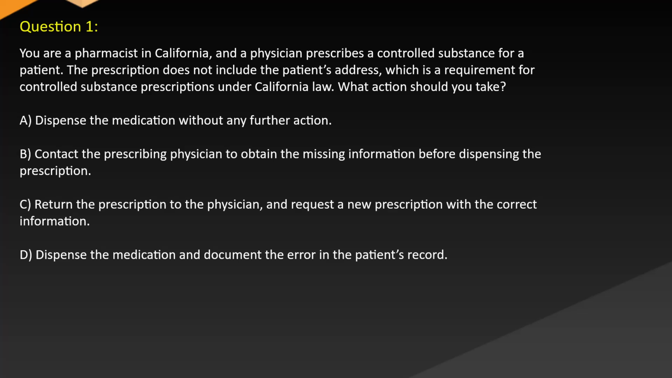A. Dispense the medication without any further action. B. Contact the prescribing physician to obtain the missing information before dispensing the prescription. C. Return the prescription to the physician and request a new prescription with the correct information. D. Dispense the medication and document the error in the patient's record.